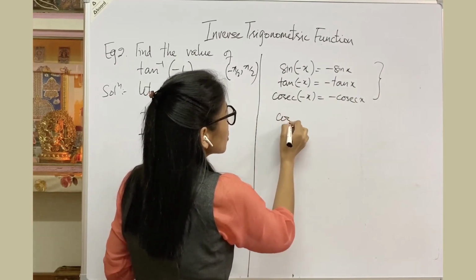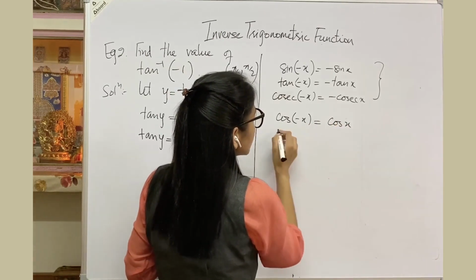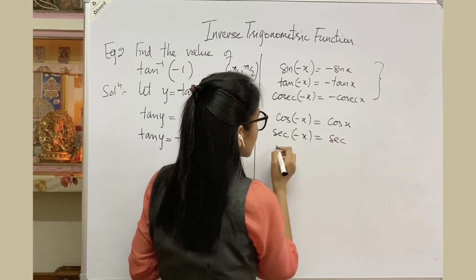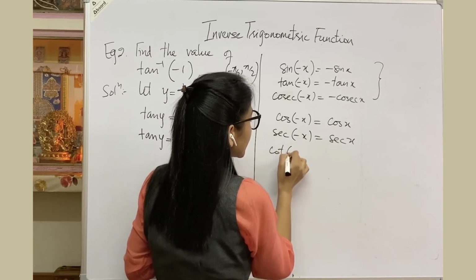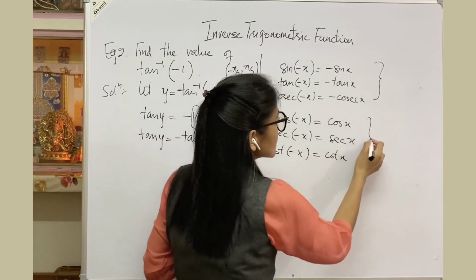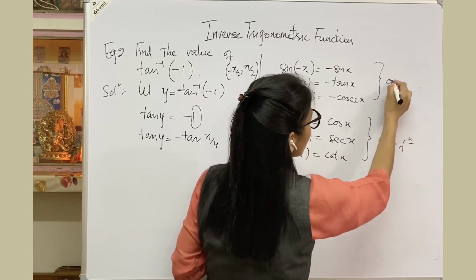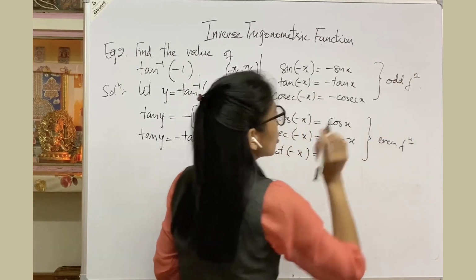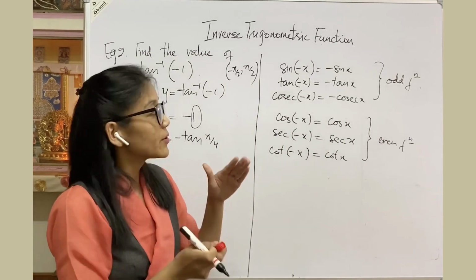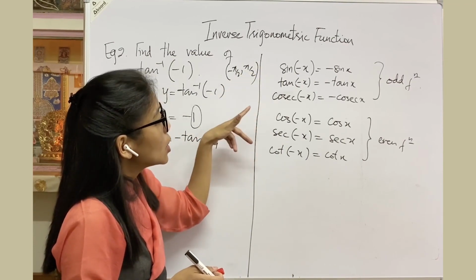Then we have cos of negative x is equals to cos x, and then we have sec of negative x is sec x, and cot of negative x is cot x. So these three are examples of even function, and these three are examples of odd function, okay? So the six trigonometric ratios can be categorized as even function and odd function. So these three are even and these three are odd, okay?